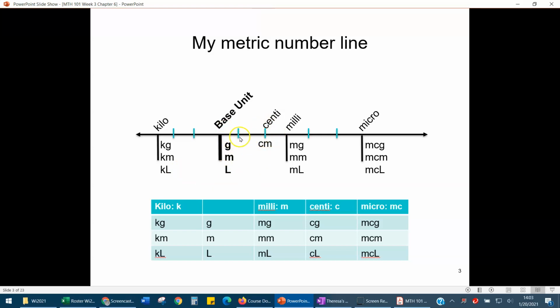Remember, each one of these is one decimal, which represents a multiple of 10. So if I'm going from meter, basic unit, to centimeter, 10 times 10 is 100. So 1 meter would be equivalent to 100 centimeters. If I'm going from centimeter to millimeter, that's 10. So 1 centimeter is 10 millimeters. So we'll talk about conversions more in a minute.